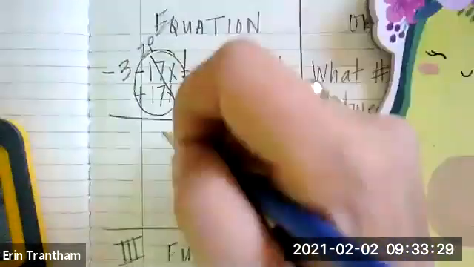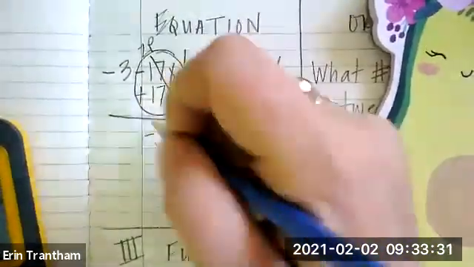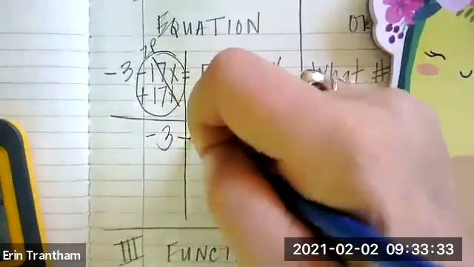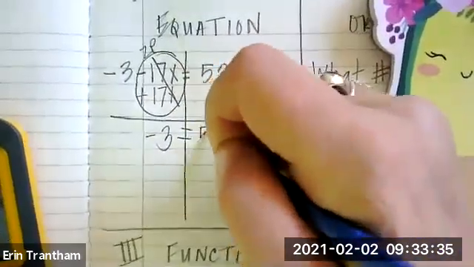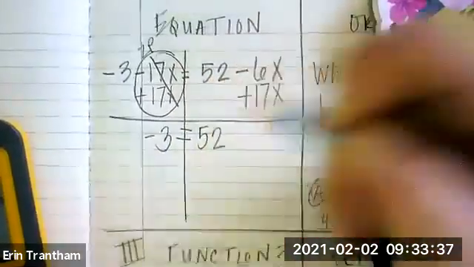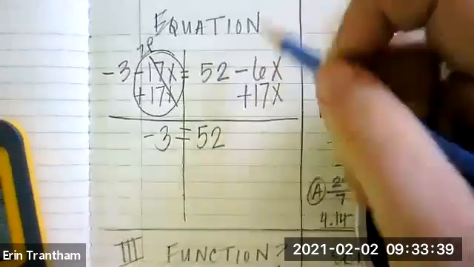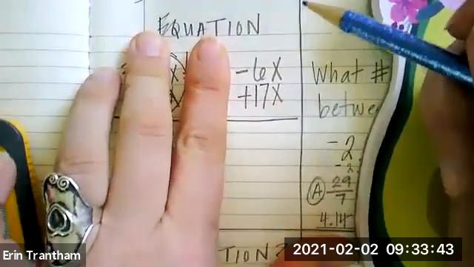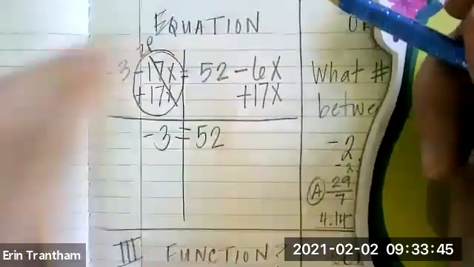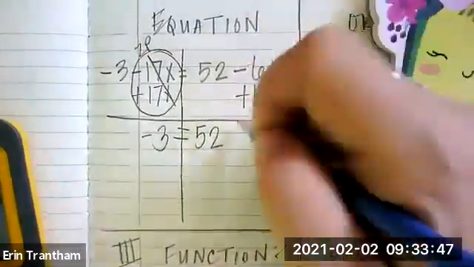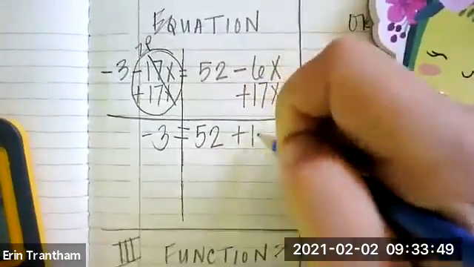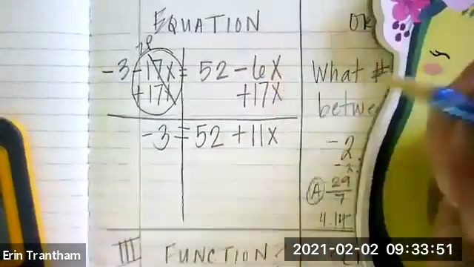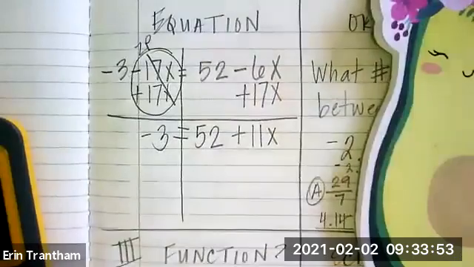So I'm going to bring down negative 3. That's the only term left on the left side. Equals on the river. 52, we have not done anything with that yet, but now we have to combine these. So how am I going to type this into my machine? Negative 6 plus 17. Yes, good. A positive 11? Yes. Right on.